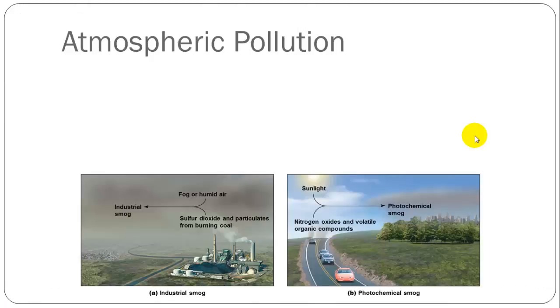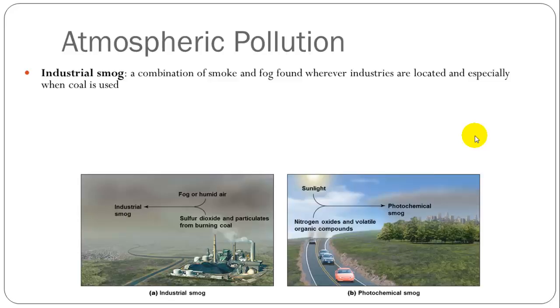There are a few different types. First is industrial smog, which really came to the scene with the Industrial Revolution. It's a combination of smoke and fog found where you have a concentration of manufacturing and industries, especially when you have coal being burnt or other similar kind of dirty fossil fuels, right?